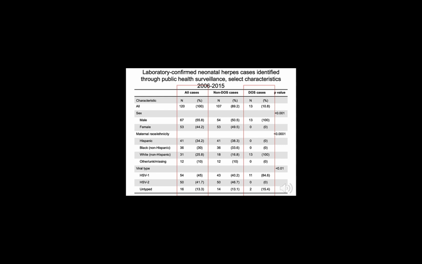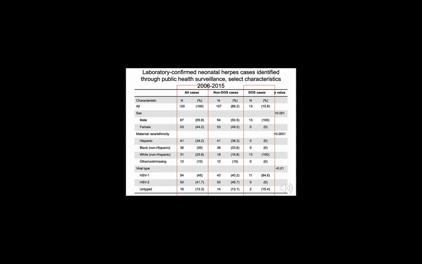You can see that there's been a male preponderance, about 55-56% of cases are male. The largest percent of cases is among mothers of Hispanic race ethnicity. And if you look at the viral type distribution, they're pretty evenly split between type 1 and type 2. We've had 16 cases over the years that were laboratory confirmed but didn't have viral type performed on the specimen.